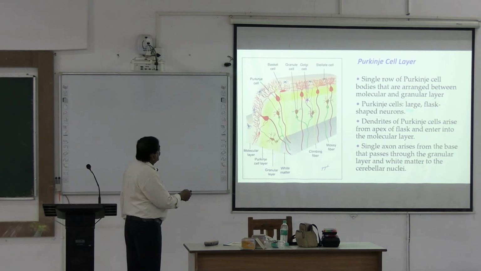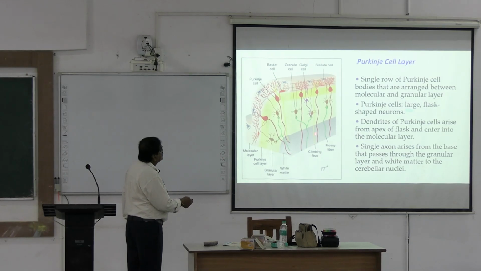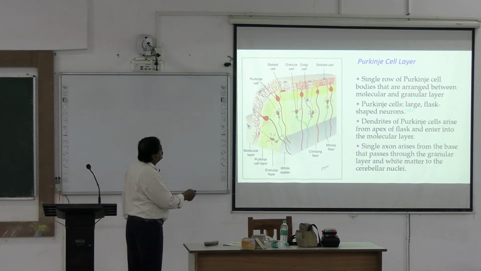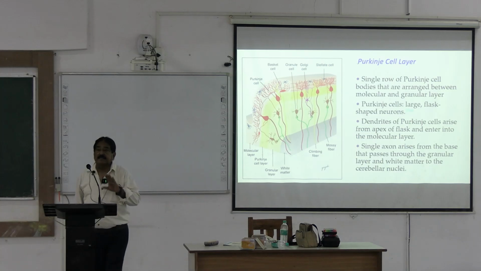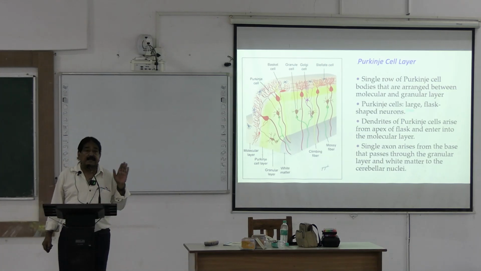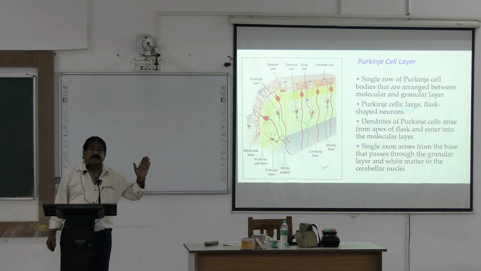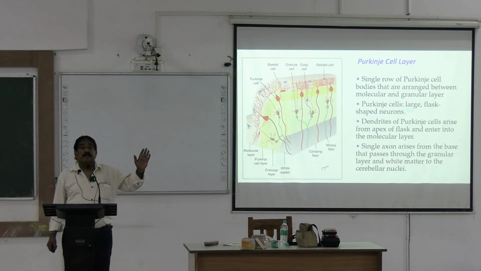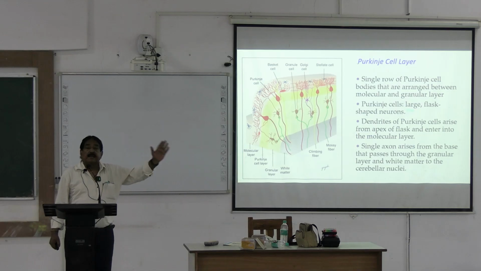Now, these are traveling here. These are climbing fibers in yellow, mossy fibers in green. But we are having H&E stain, no special stain. This is a diagrammatic representation; even the green stain is not seen. But there are special stains, so please look into the histological pictures with special stains in the lab.